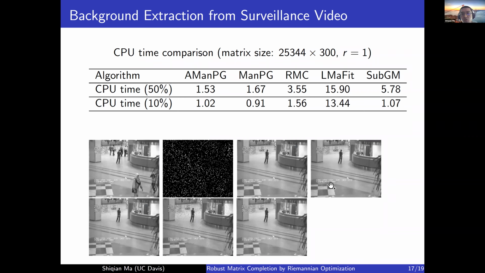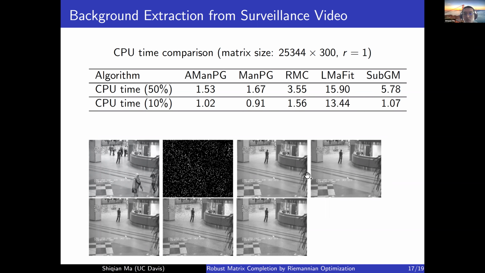Okay, so we also have some results about the background extraction from surveillance video. Here I only show one example. This is a comparison of the CPU time. In this row, we sample 50% of the matrix, and in this row, we sample 10% of the entries of the matrix. And these are CPU times in seconds. We found that our AManPG and ManPG are both faster than the other three methods.